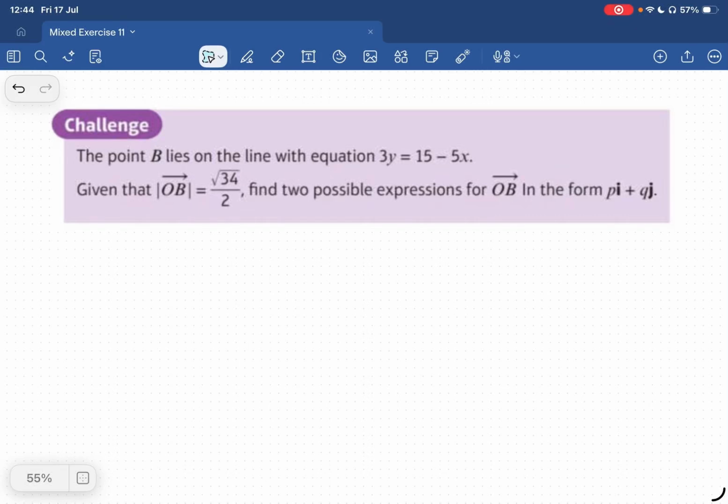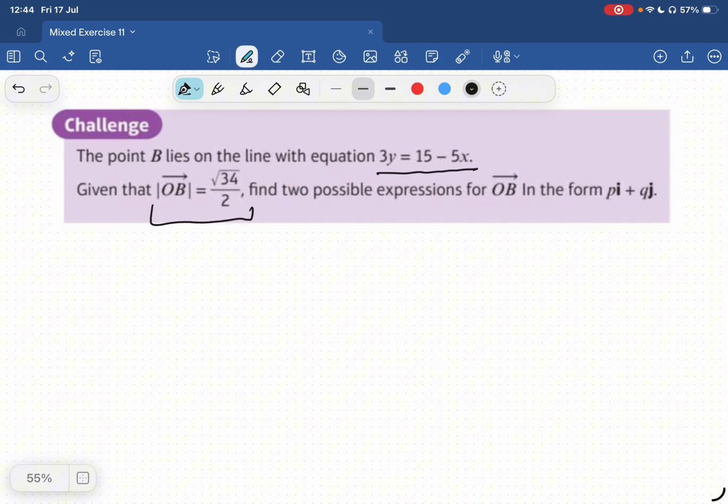Okay, here we have the final exercise of this chapter and quite a difficult challenge. With something like this, where you can't initially see the endpoint, always start off by drawing what you can. Vectors are very visual. Draw a diagram, you might get some marks for it, and it might also help you get to the final answer. So let's start off with this straight line.